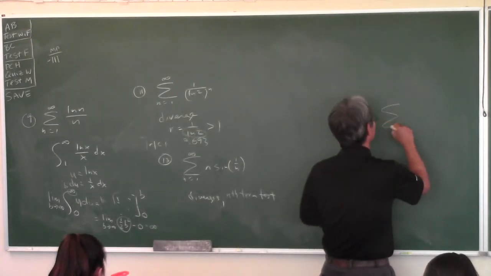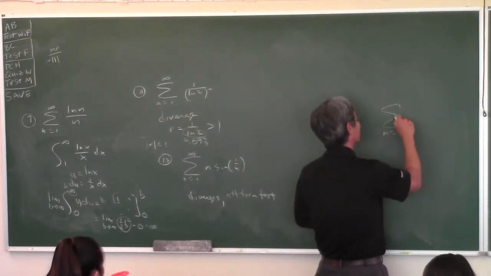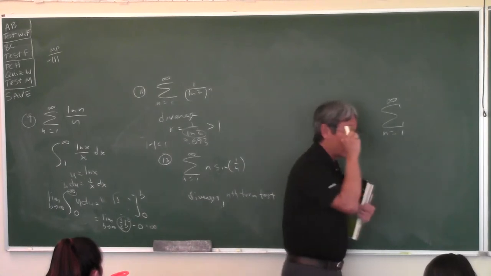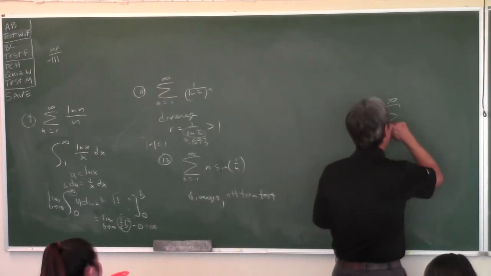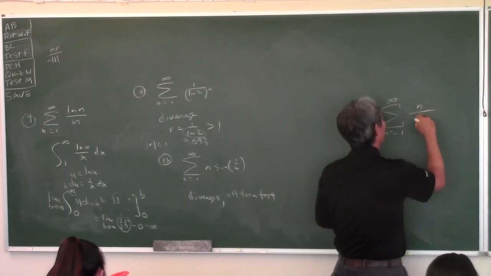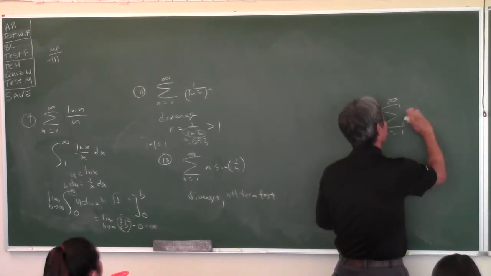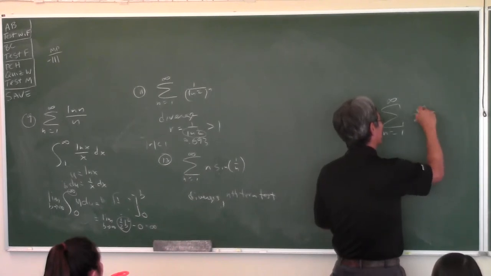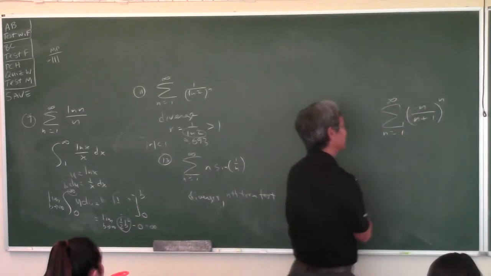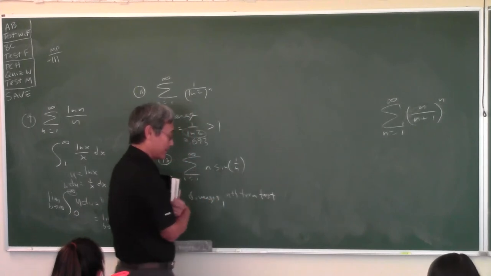Okay, let's go back to last class. The sum from n equals 1 to infinity. Remember I told you, this is the very first thing you should look for. What if you had n over n plus 1 to the n? The limit is e to the -1. Okay, very good.